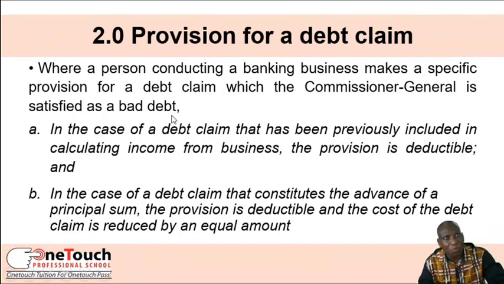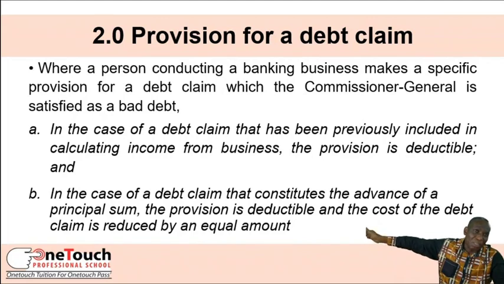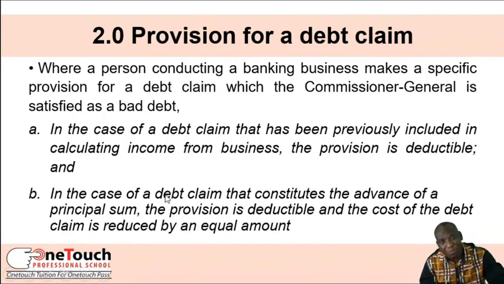So when you're discussing provision for a debt claim, first of all, mention the fact that it should be a specific provision for that debt claim, which the Commissioner General must be satisfied is bad debt, and it must relate to previous basis periods. Number two, that debt claim must constitute an advance of a principal sum. Then in that case, the provision is deductible, and the cost of the debt claim is also reduced by an equal amount. So two things are going to be affected: your P&L, your income statement, and your statement of financial position. In other words, your debtors are reduced by that amount because this is a specific provision.